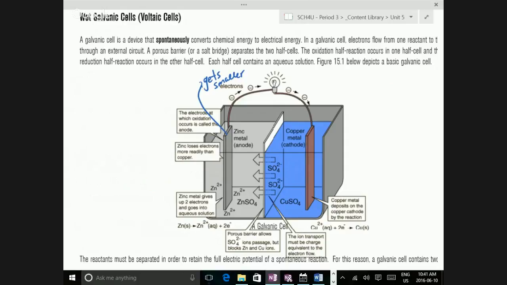Now, where do the electrons go? Yeah, we have separated the zinc from the copper. But the electrons have to get from the zinc to the copper. So we run a wire between the two. And in the middle of the wire, we put a source. A source. Energy.